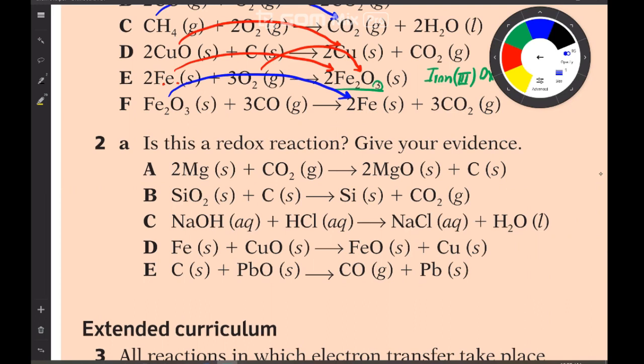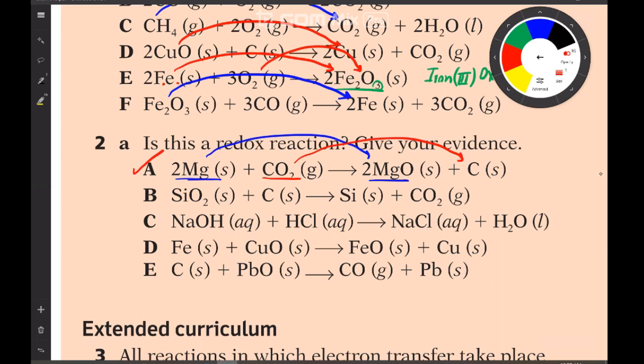So let's look at the first one. You have magnesium at the left side, and on the right side it becomes MgO. It means it has gained oxygen and it is oxidized. At the left side, you have carbon dioxide, and at the right side, you have carbon. So it means it has lost oxygen and it is reduced. So this one is a redox reaction. The evidence is transfer of oxygen.